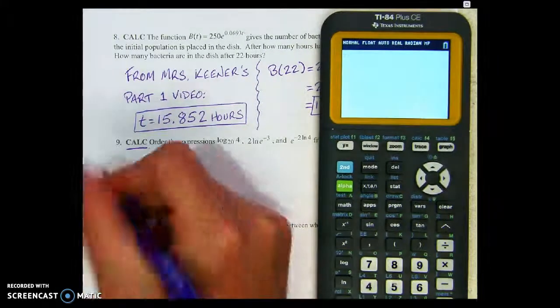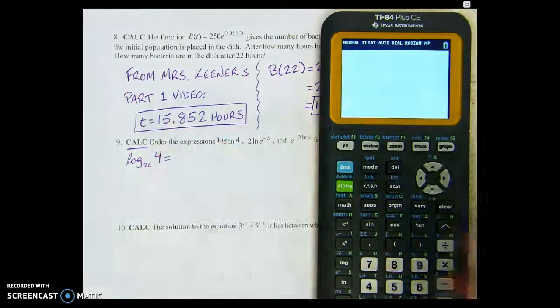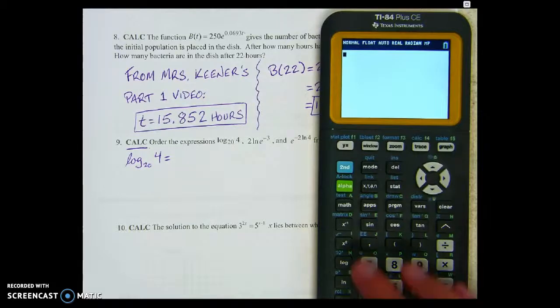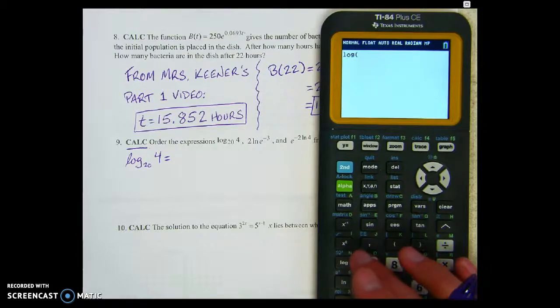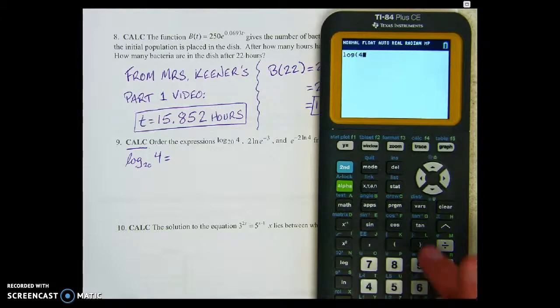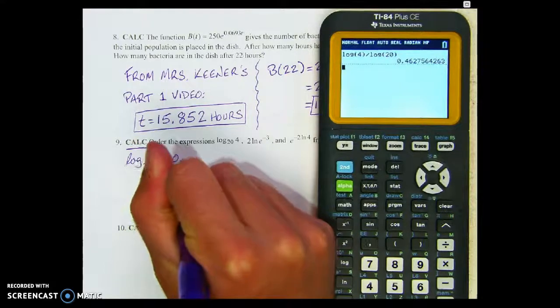So first, let's see, log base 20 of 4. That means what do we raise 20 to the power of to get 4, right? And using a calculator, we can just use our change of base formula, right? Because our calculator operates in log base 10. So we're going to do log of the argument divided by log of the base. And we get 0.4628 is what that's going to round to.